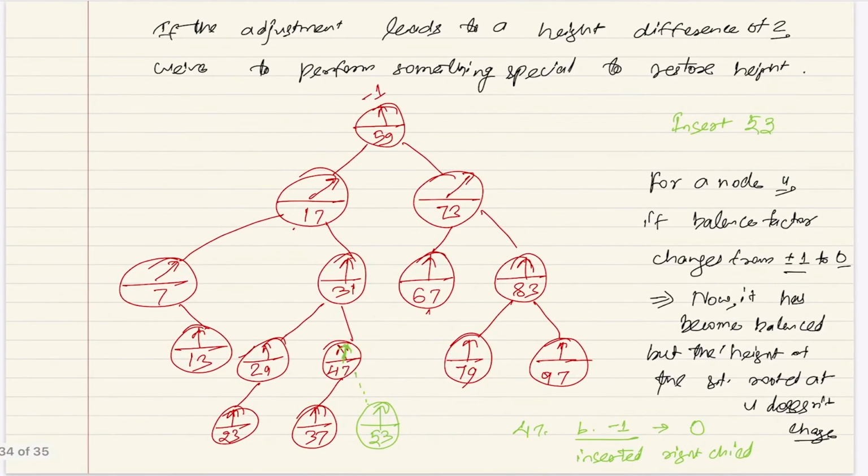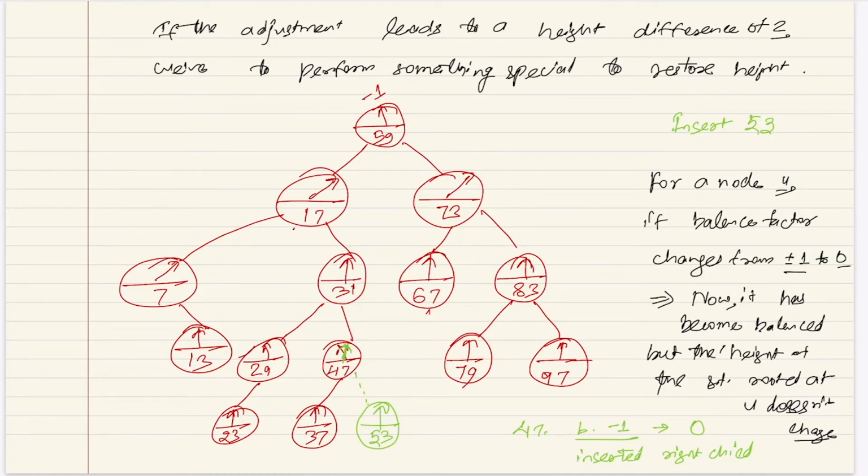So that means if the subtree at 47 does not change, then if I go up, I don't have to make any changes, because this has gone from minus 1 to 0. That means the height has not changed, so no balance factor has to change going up. So I can just stop here. I don't even have to go to the parent. So this is one trick I can use.